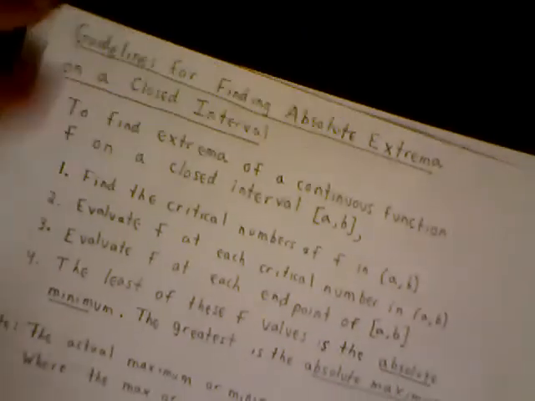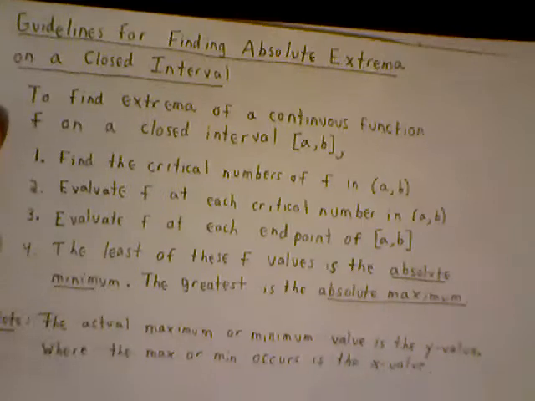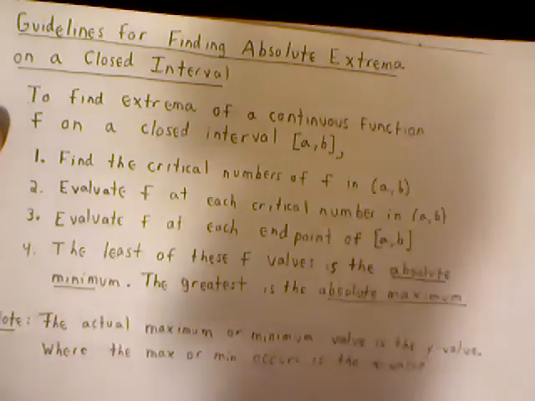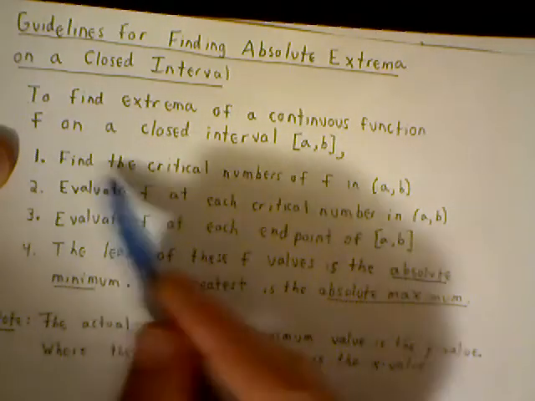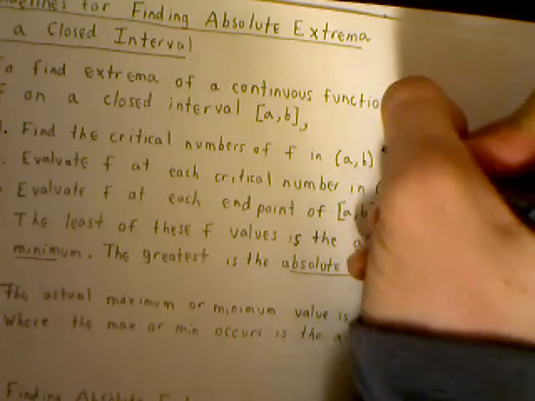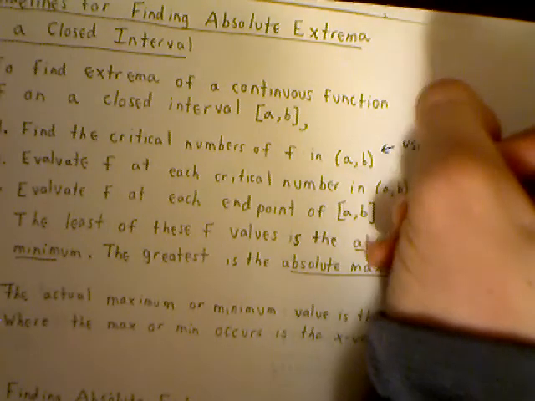Now, here are the steps that we're going to be using for some of the examples. Some guidelines for finding absolute extrema on a closed interval. These are your guidelines or steps. To find extrema of a continuous function on a closed interval [a, b]: Step 1, find the critical numbers of f. For step 1, make yourself a note that you're going to use derivatives.